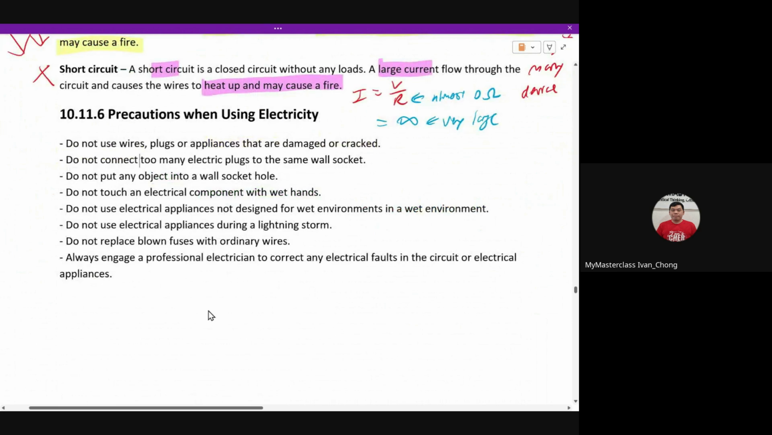So all of this you can read on your own. Basically, just be careful with electricity. Don't be a gundu and go and touch it. Okay.